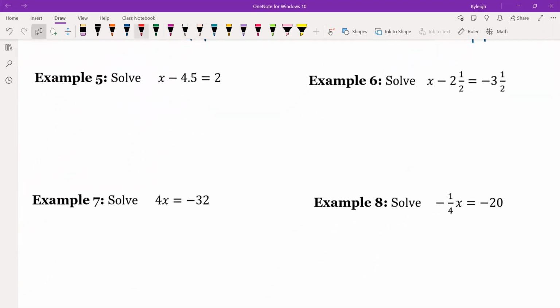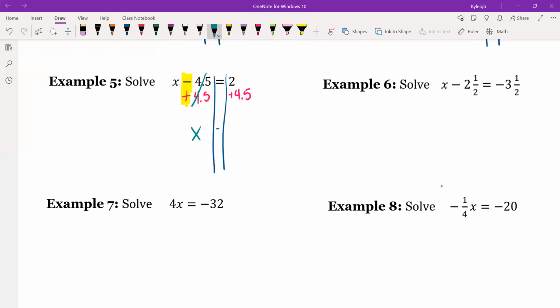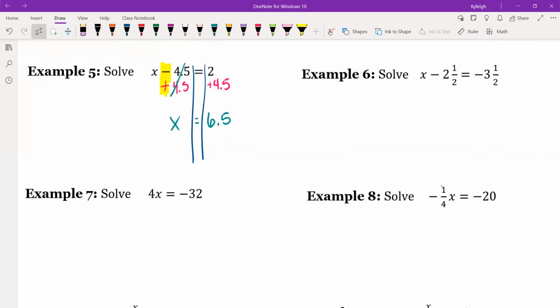Okay, so let's do it one more time. We draw the river. We identify the operation as subtraction, so we do the opposite of that, and we add 4.5. Those cancel. We're left with x equals 2 plus 4.5, which is 6.5. All right, I want you to pause and try example 6. All right, so it was subtraction, so we do the opposite of subtraction. We add 2.5. Negative 3.5 minus 2.5 is negative 1.